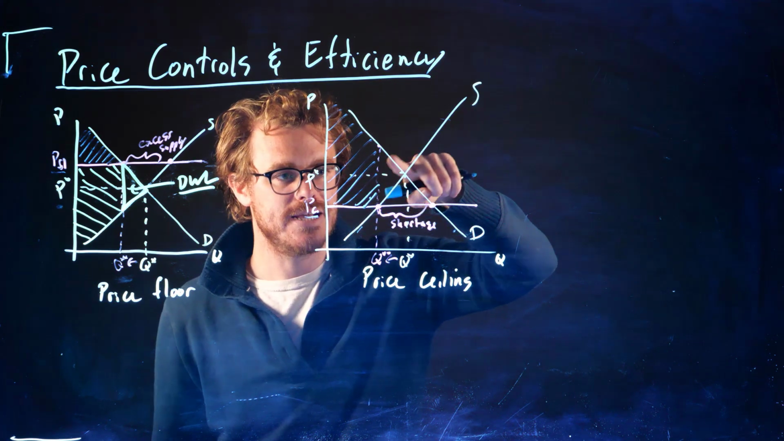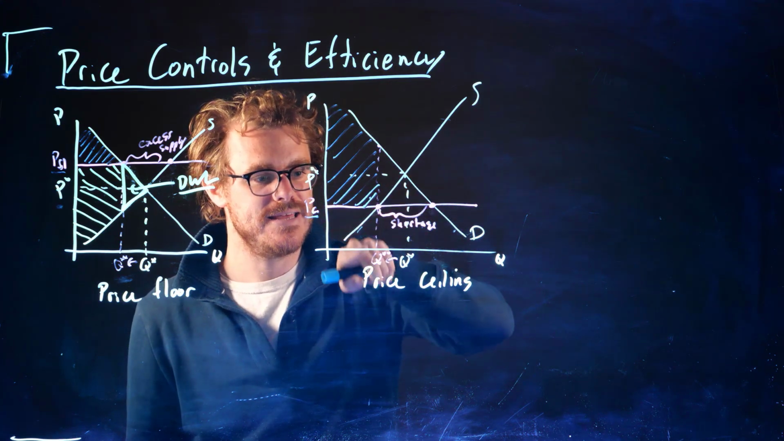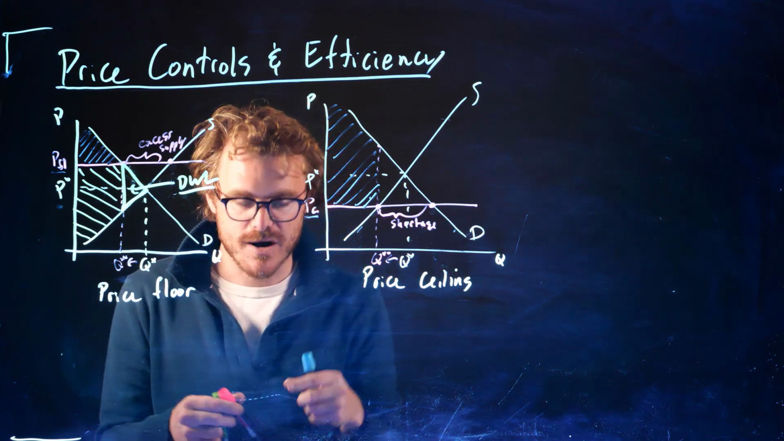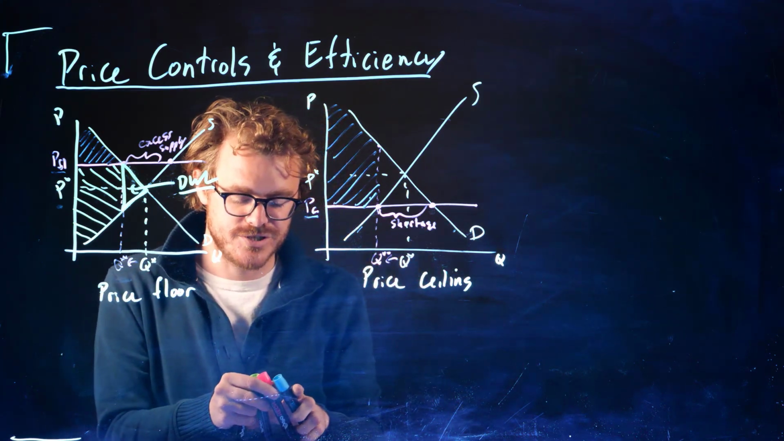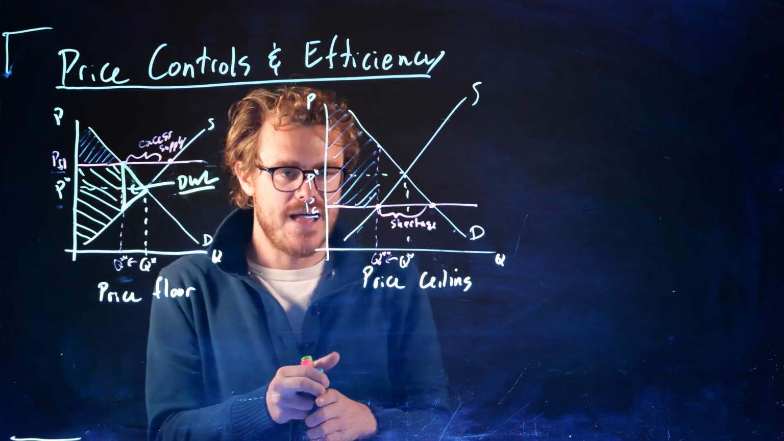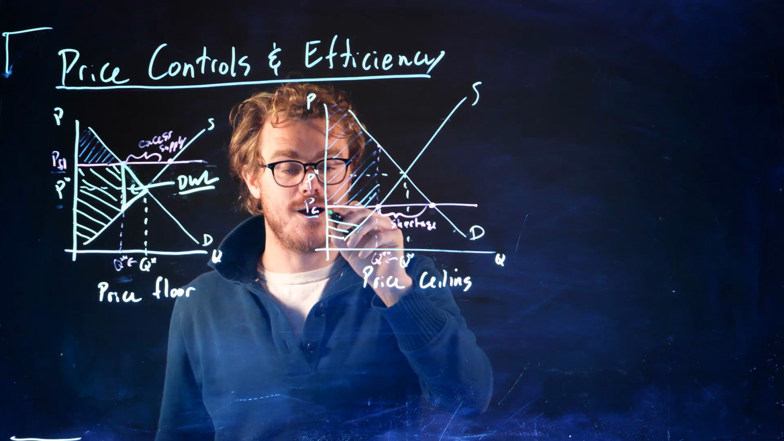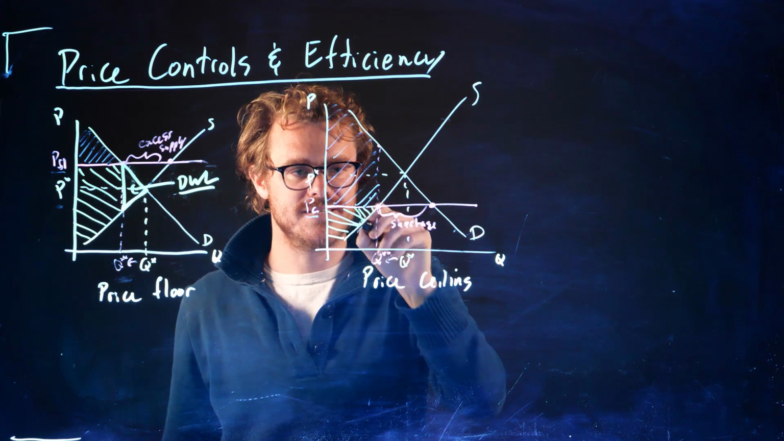I think you probably already know what this area is going to be, but we can't include anything to the right of this Q star star, because this is how much gets exchanged on the market, and you can only get surplus from things you actually exchange. And then we can think about, again, producer surplus: below the price, above the supply curve, is this area.